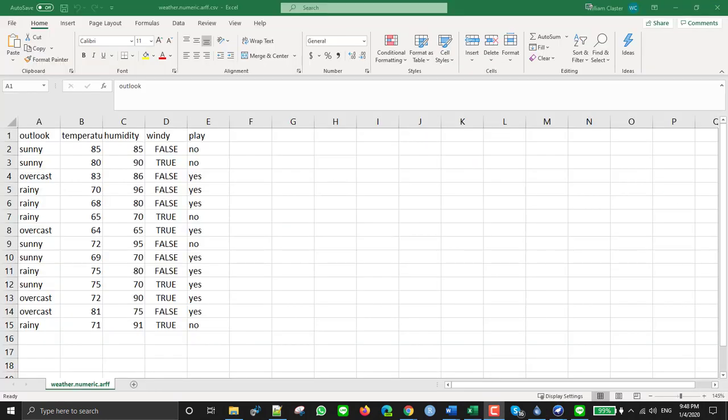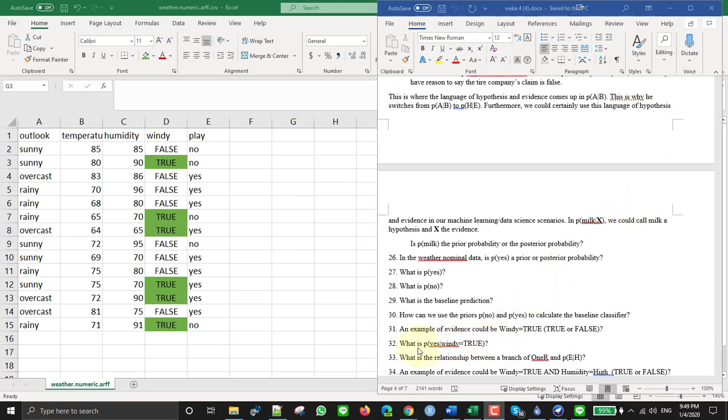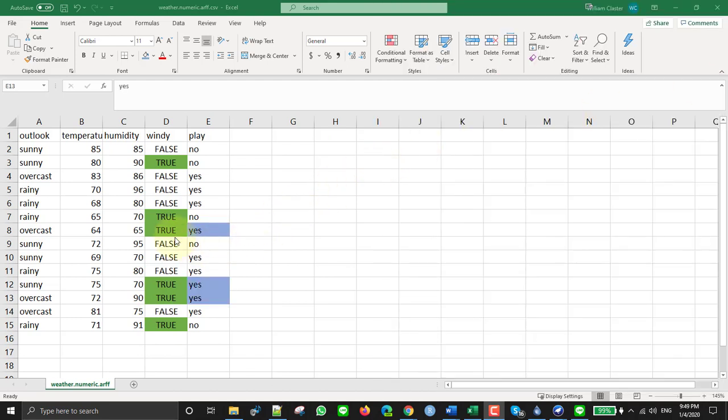So it looks like this, and then I'm going to highlight which ones have windy equals true, just to make it a little easier to see. So our question was, what is the probability of yes given that windy equals true? So windy equals true, there's 1, 2, 3, 4, 5, 6 cases. And within those 6 cases, there are 3 yeses.